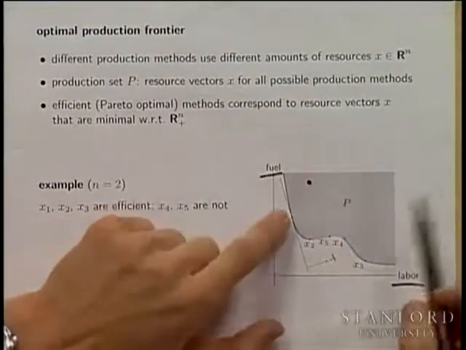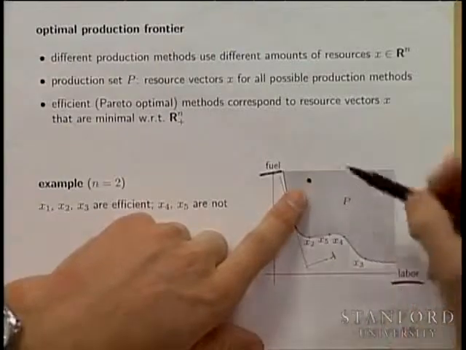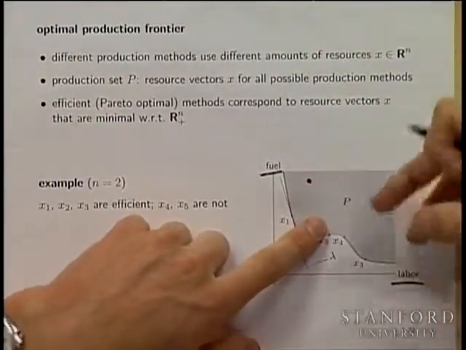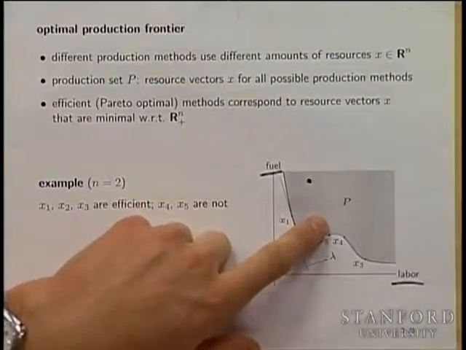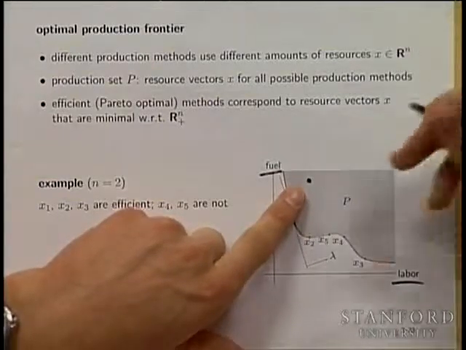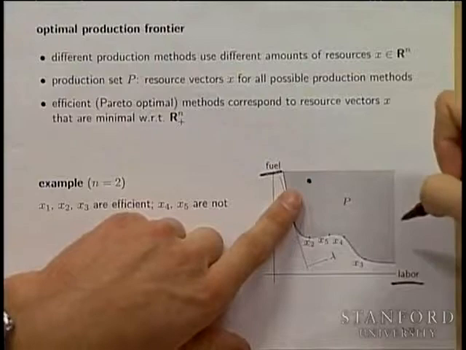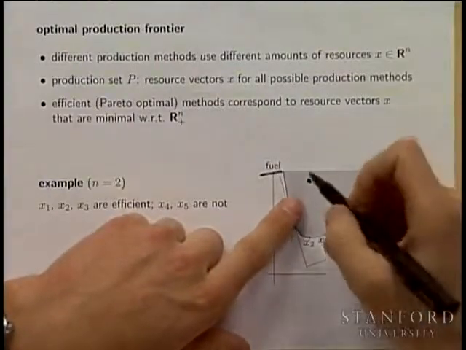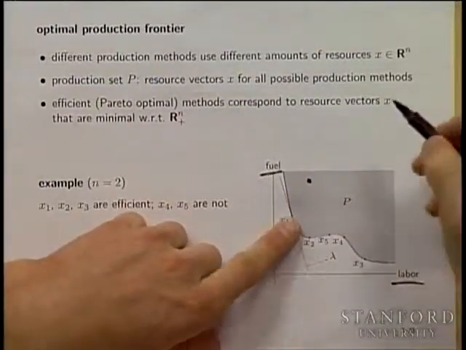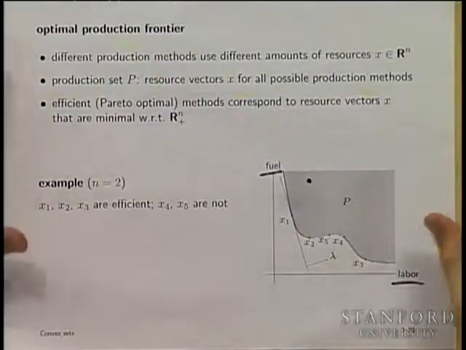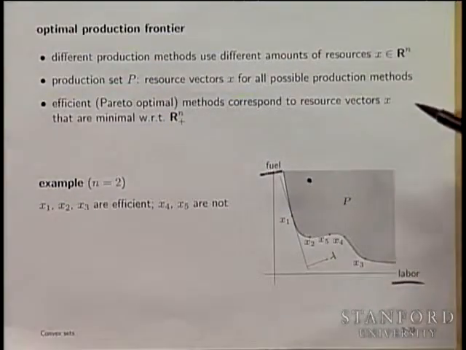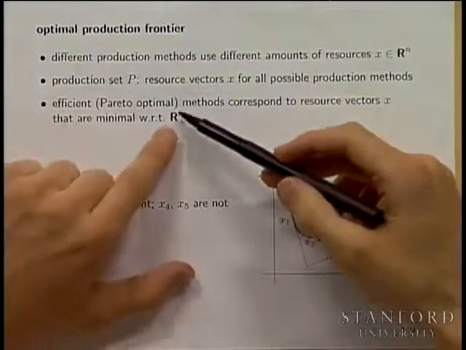This is a very simple example in R2. And this set we could find through some marketing guy who might tell us what products are available. We might do some research, we might do some testing. There's lots of different ways we could find this set. And what we say is that an efficient method is one that is minimal with respect to R plus to the n.